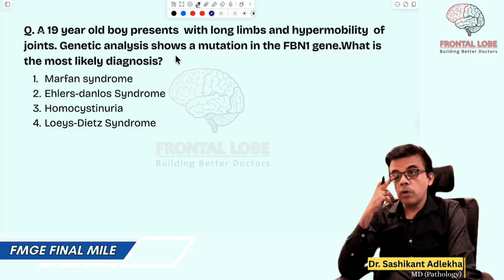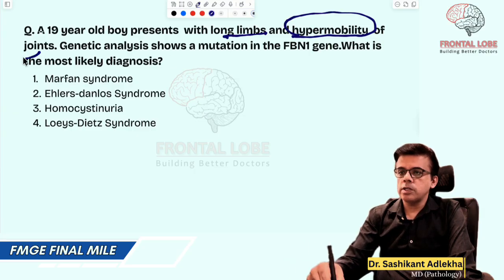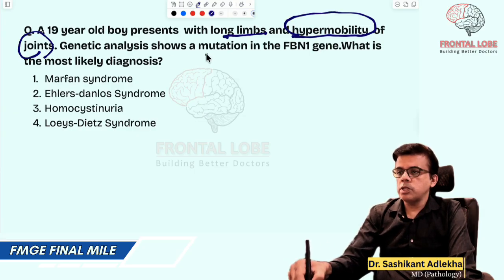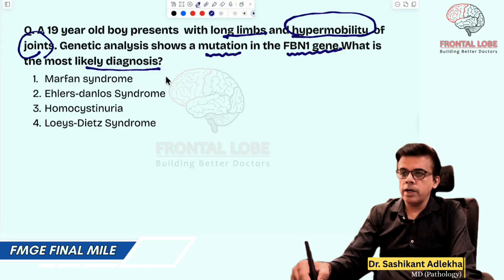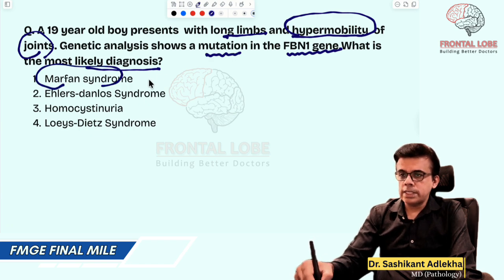A 19-year-old boy presents with long limbs and hypermobility. So classical vignette, long limbs and hypermobility in the joints. Genetic analysis shows mutation in the FBN1 gene. So most likely diagnosis? Let's go to the correct diagnosis and rule out the other wrong options. Marfan syndrome. Is this the correct answer? Yes, this is the correct answer.